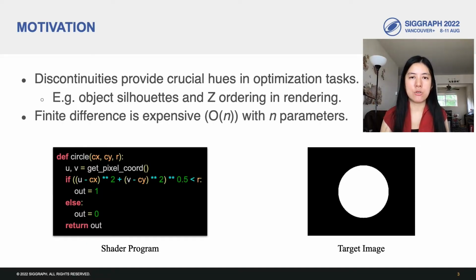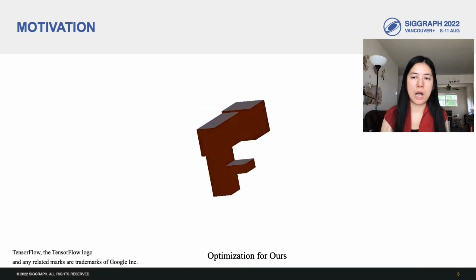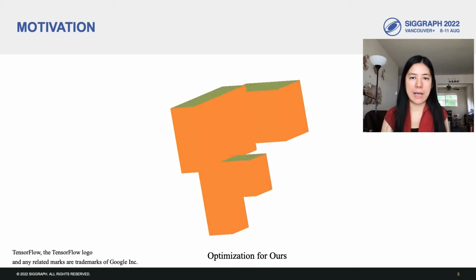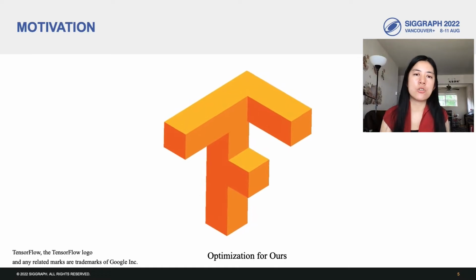One possibility is to use finite difference, but unlike AD, which is O(1), finite difference scales linearly as the number of parameters grows. For example, here we write the shader to reconstruct this TensorFlow logo with 40 parameters. Clearly, using finite difference is very inefficient, and we won't show them here. Our method, on the other hand, accurately differentiates the discontinuities and allows efficient optimization that easily finds the optimal parameters that best match the target image.